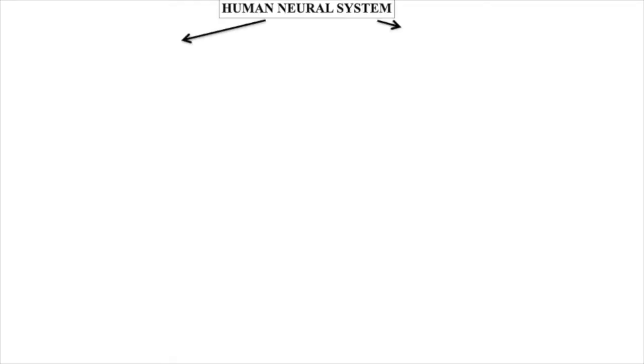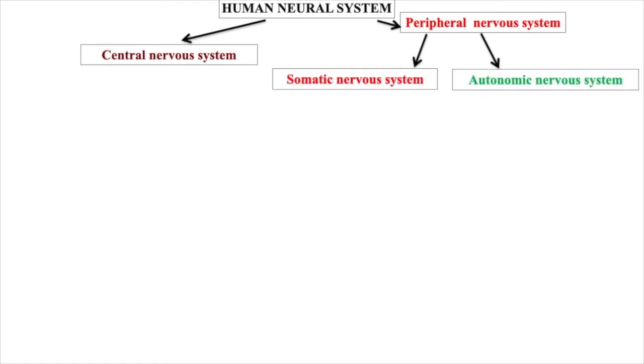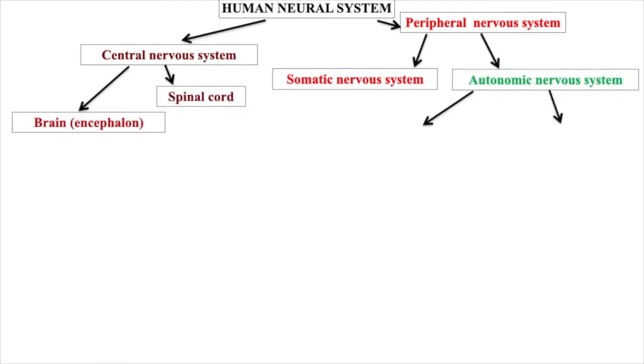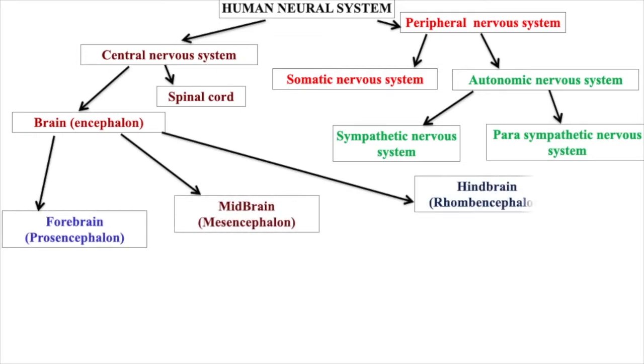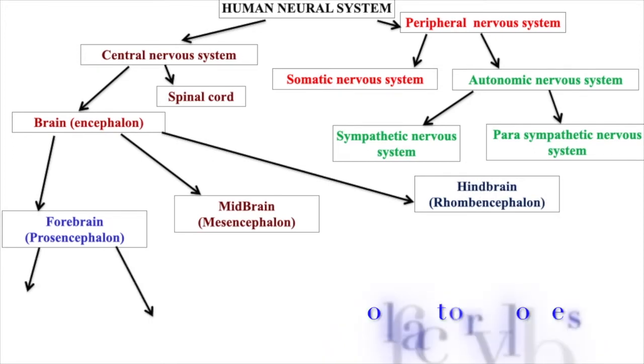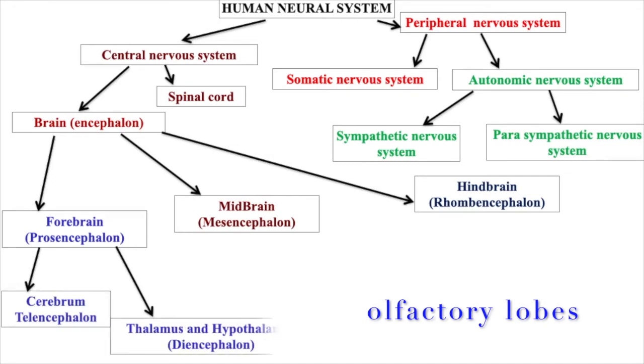In this video, I'm going to talk about the forebrain. First, let us see the divisions of the neural system. The central nervous system and the peripheral nervous system are the two main ones, and in the central nervous system we have the brain and the spinal cord. So the brain is divided into three main parts, that is the forebrain, midbrain and the hindbrain. Forebrain or the prosencephalon has three parts: the olfactory lobes, the cerebrum and the diencephalon.